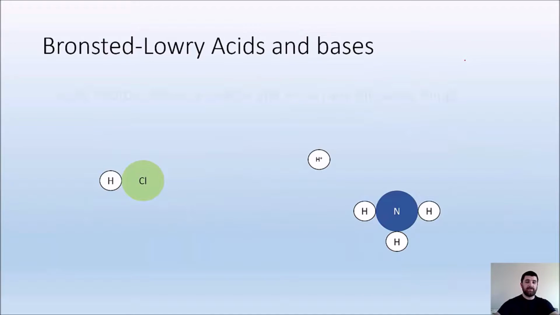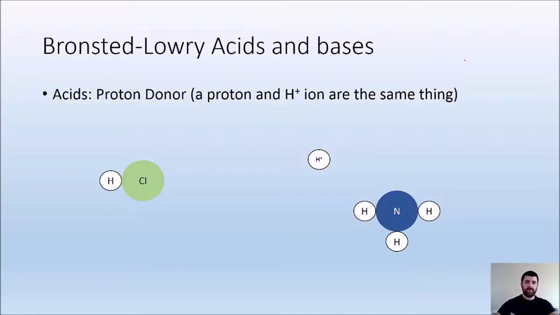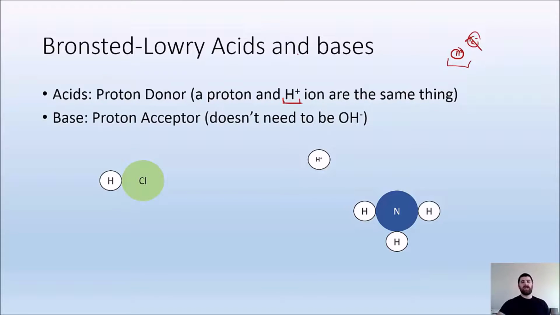So, an acid is going to be a proton donor, and a proton is the same thing as an H plus ion, right? Because really, an H is just one proton and one electron, and if you get rid of that electron, you're left with just a proton. So a proton and H plus are the same thing. All right, and a base will be a proton acceptor. It doesn't need to be OH minus. It can be anything as long as it's accepting a proton.